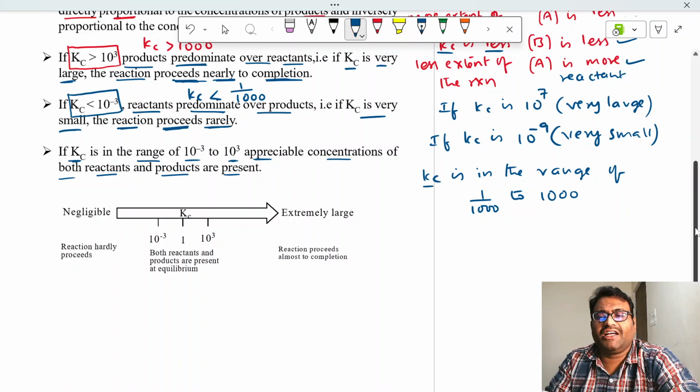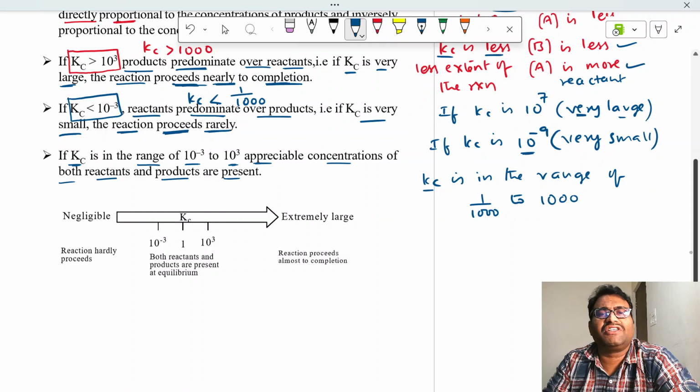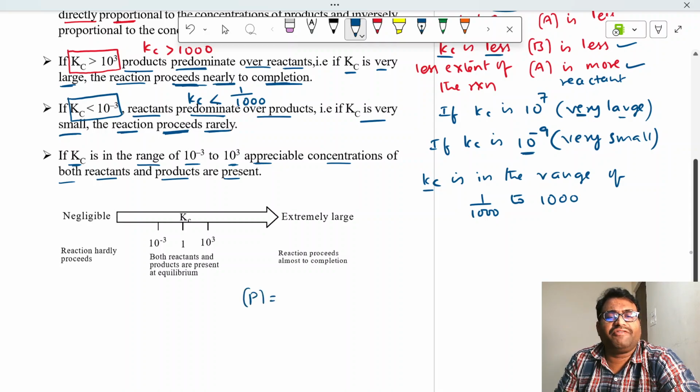Now we have seen that if Kc is very large, product concentration is very high when compared with reactant concentration. If Kc is very small, then reactant concentration is huge when compared with the product concentration. But if it is in the range of 1 by 1000 to 1000, then we have comparable product and reactant concentrations. For example, if product concentration is taken as 0.5 molar and reactant concentration is 0.1 molar, now there is comparison.